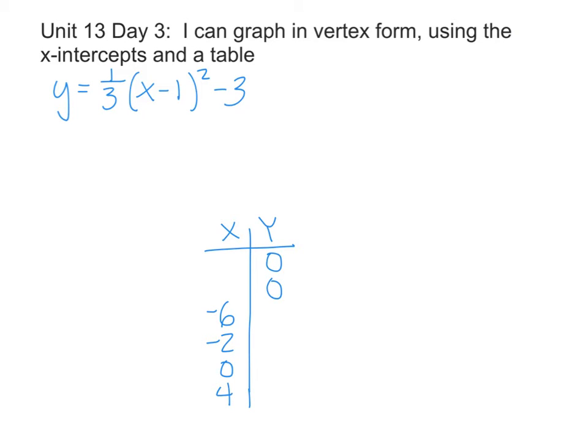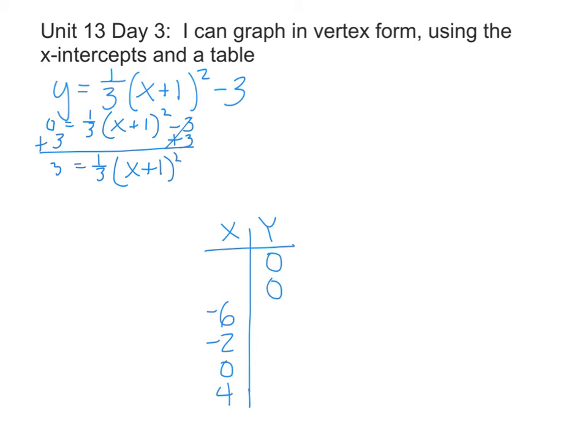Okay, I'm just realizing that I have a slight error on my thing, so I need to have this as +1 instead. Okay, that's going to make a slight difference in my answer. So, we need to solve this. First thing we need to do is set it equal to 0. 0 equals 1/3 times x plus 1 squared minus 3. Okay, next up, add 3. We've got 3 equals 1/3 times x plus 1, the quantity squared.